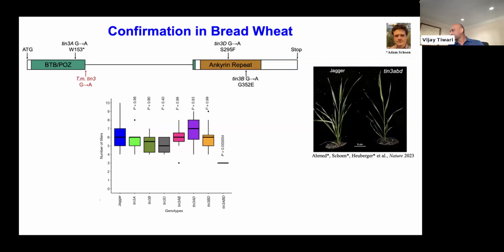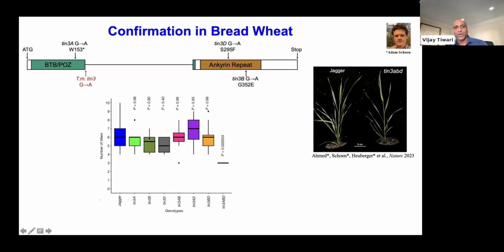But we also wanted to see how it will look in bread wheat. So we did a BLAST, and we found that the Jagger genome has this gene, and it is not truncated, and all A, B, and D copies are very similar. So we also have a Jagger TILLING population. We did TILLING for the A copy, B copy, and D copy. We combined all those alleles together. It took us a longer time than doing the discovery in monococcum.